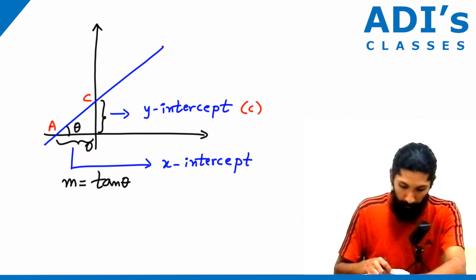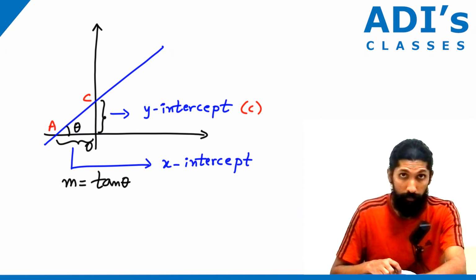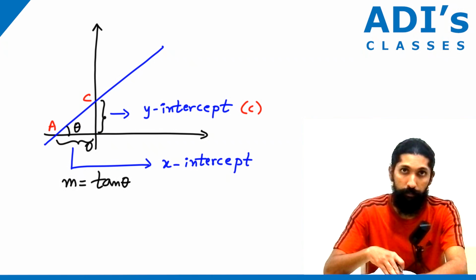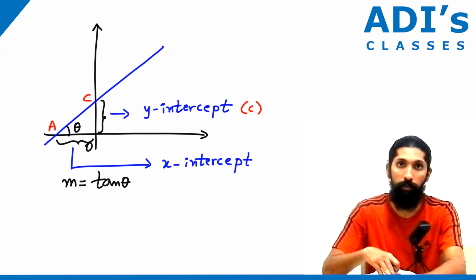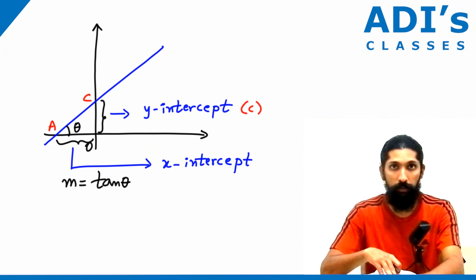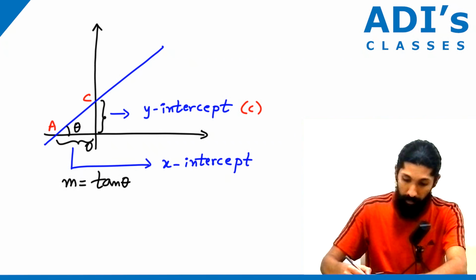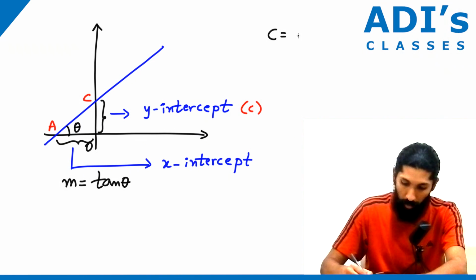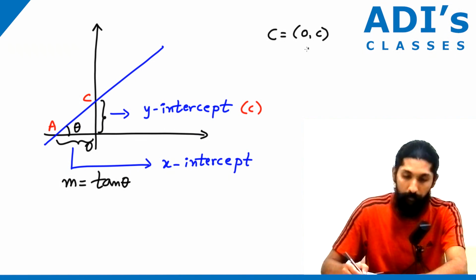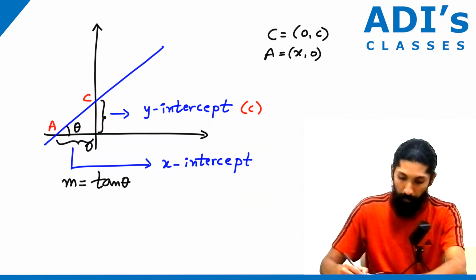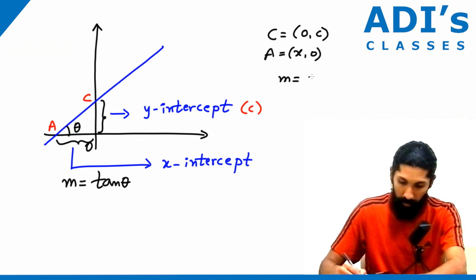Now what we have to calculate is the equation of this particular line, isn't it? Let's try to do it with the help of slope. We know slope is what? y2 minus y1 by x2 minus x1, isn't it? Now point C has the coordinates 0 comma C, correct? And point A has the coordinates x comma 0, whatever it might be. And the slope is given by OC divided by OA.